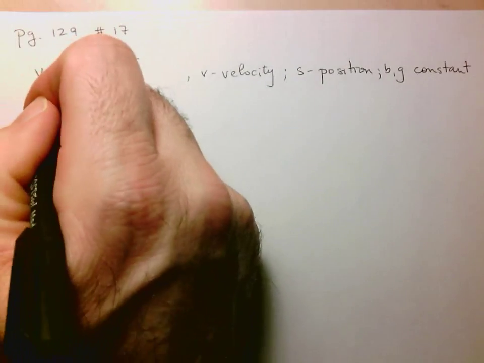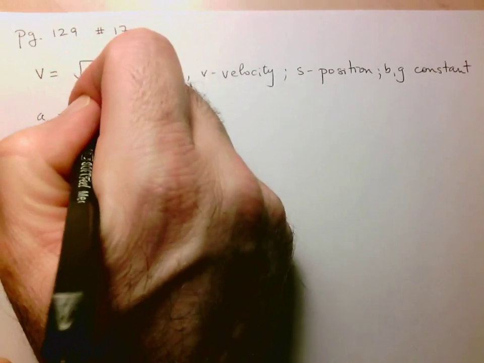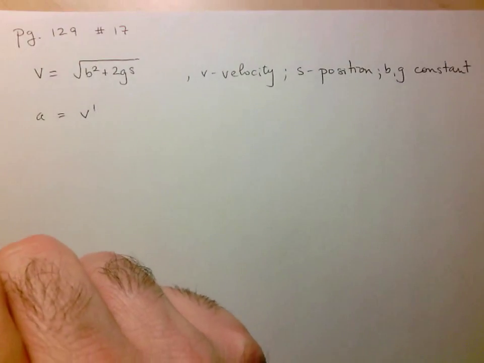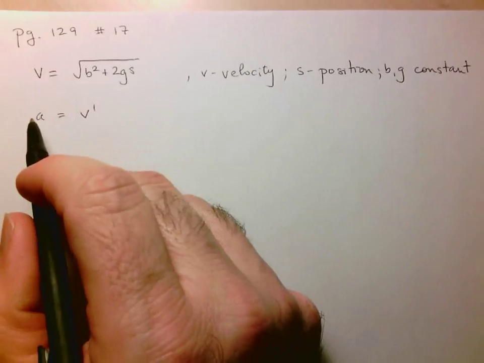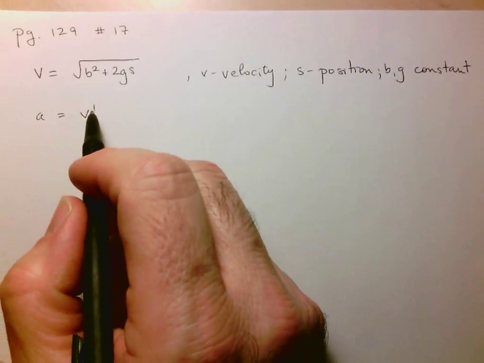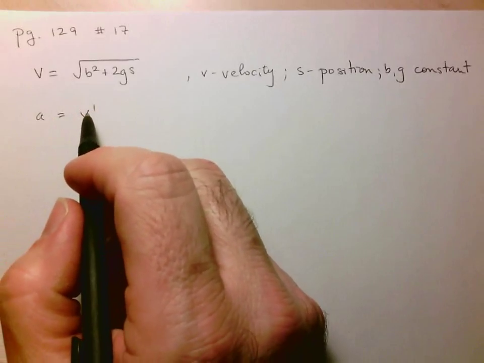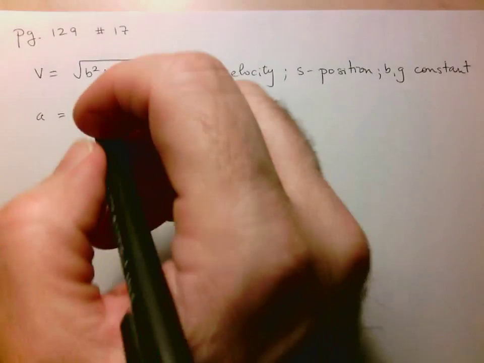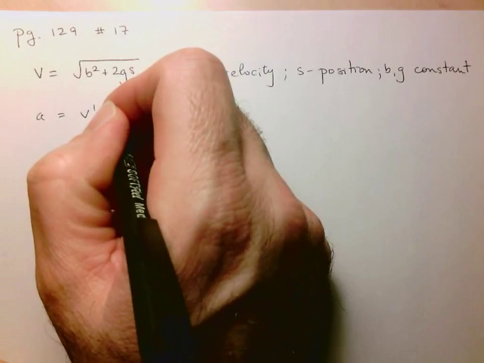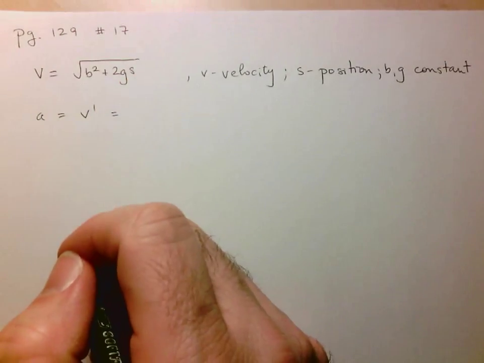So to find the acceleration, what we're doing is finding the derivative of the velocity function. Now here I'm going to use prime notation, but let's keep in mind that acceleration is the derivative of velocity with respect to time. That's the thing about prime notation, it doesn't specify that. So we're assuming all these functions are functions of time. So let's go ahead and take the derivative.